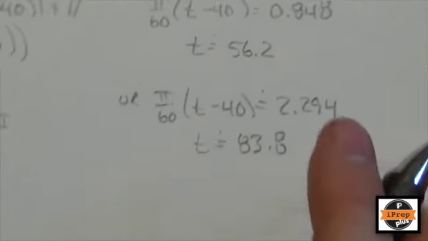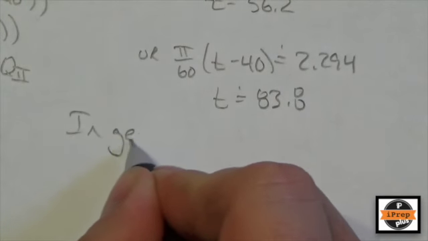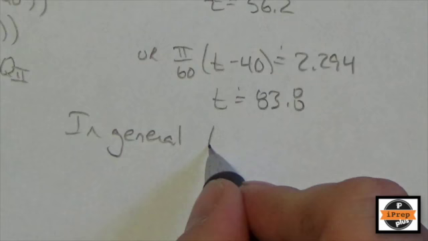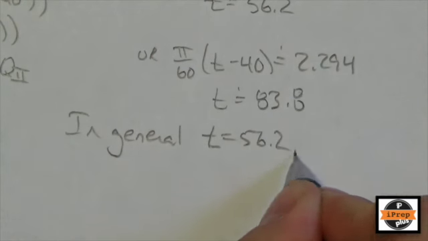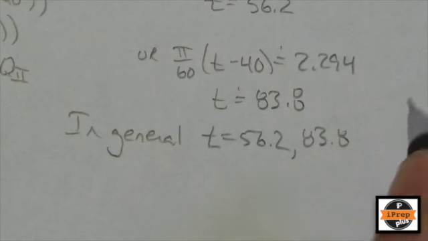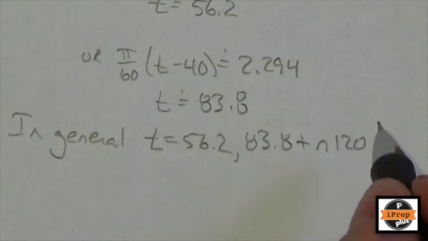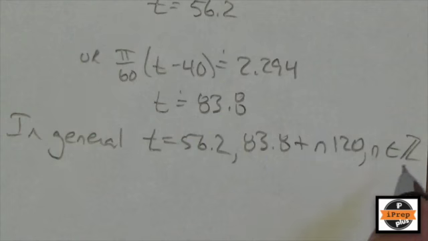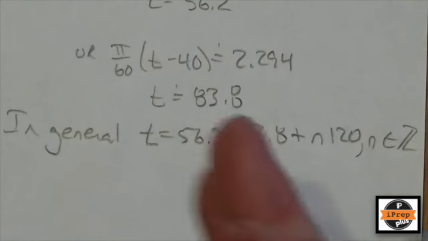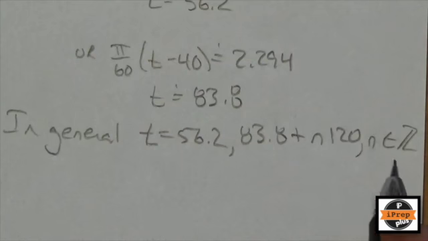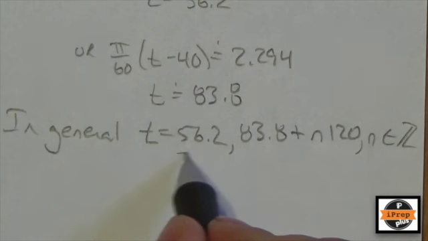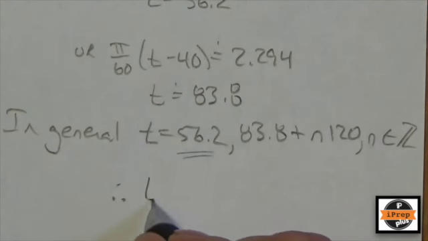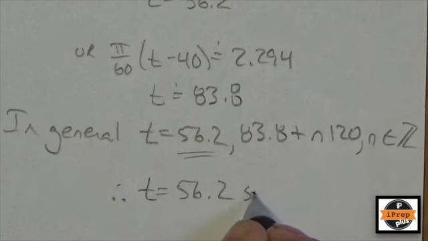So in general, the solution to this problem is going to be t is equal to either 56.2 or 83.8 plus n times 120, because remember we're adding the period, and we already know that the period is 120, where n is an element of the integers, although making it integers doesn't really make much sense because you wouldn't go negatively, but that is a possibility. We are only interested in the first positive answer, and that ends up being just that 56.2. Therefore, t is equal to 56.2 seconds.